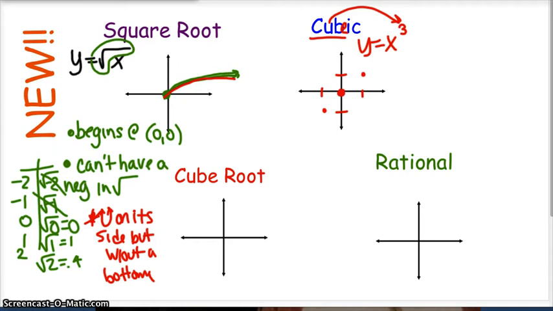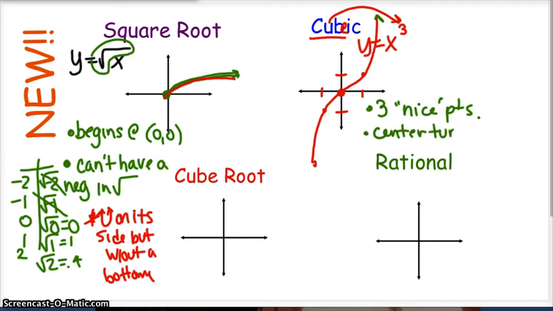And what it's actually going to do is it's going to come in, not straight down, but curved. It's going to curve, curve again, and then it's going to keep going. So it's not shooting straight down as much as it's gradually turning. This is a function, so it will pass the vertical line test. It just looks nearly linear, but it really isn't. So this one has 3, I'm going to call them nice points. It has that center turn at 0, 0.